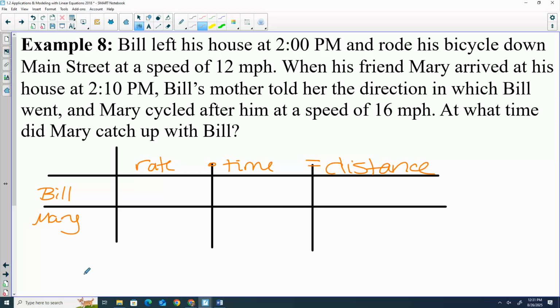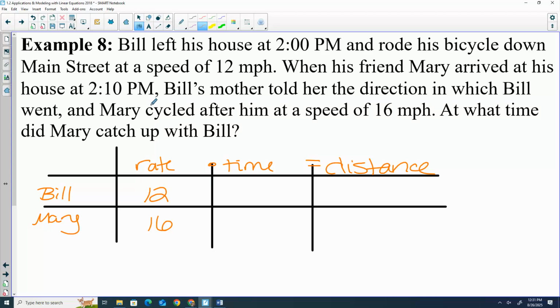All right, so now we go back in. We know how fast did Bill go? Okay, so that's his rate. What about Mary? All right, time. How long did Bill ride? 10 minutes. Did he stop at the end of 10 minutes?